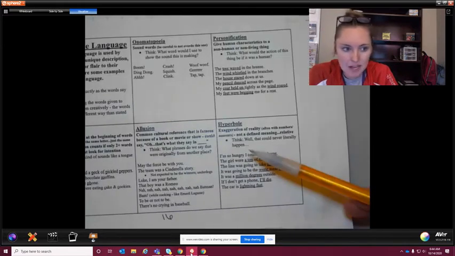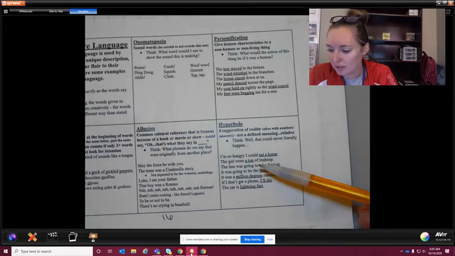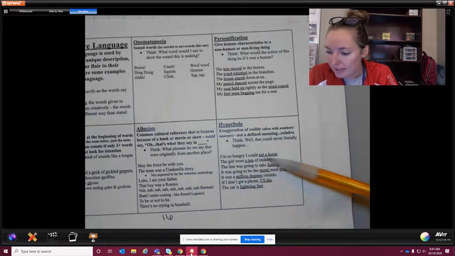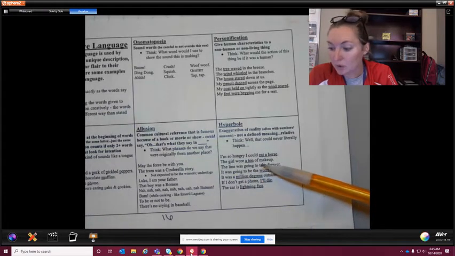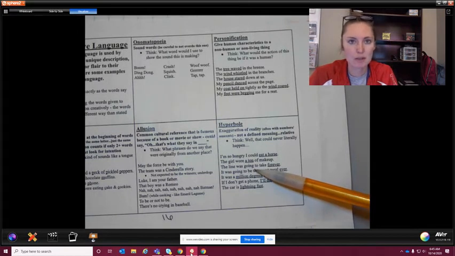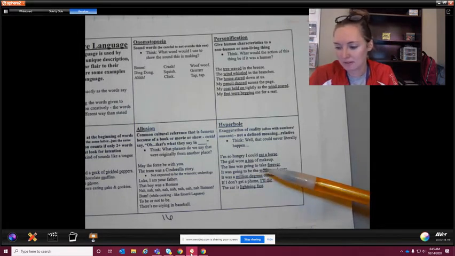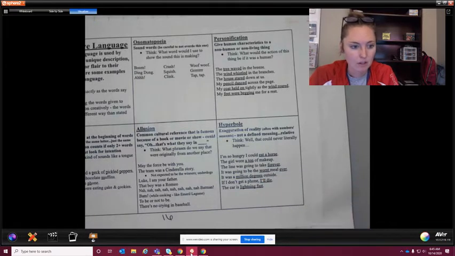The next one we have is hyperbole. You are exaggerating something to an extreme. I'm so hungry I could eat a horse. You're exaggerating it. The girl wore a ton of makeup. So again, you're exaggerating because a ton is 2,000 pounds. I really doubt that there's any person who can wear 2,000 pounds of makeup. It's a lot of makeup. Okay. Anyway, so exaggerations.